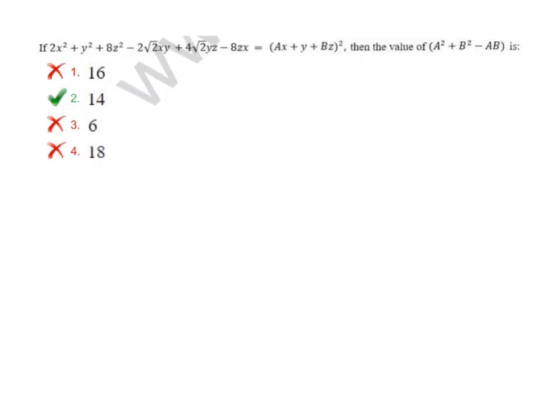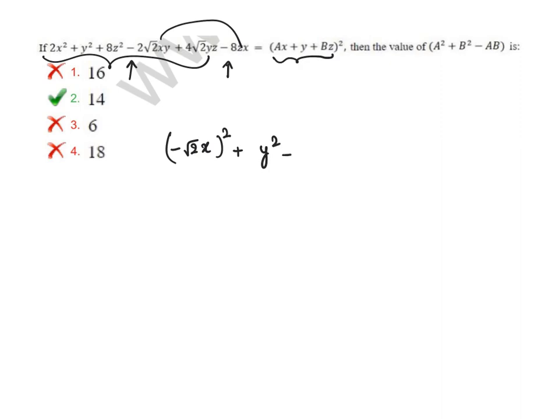If 2x square plus y square plus 8z square minus 2 root 2xy plus 4 root 2yz minus 8zx is equals to, it is in the form of a plus b plus c whole square. So you need to convert left hand side also a plus b plus c whole square. But before that, you take care of the sign. So here you have negative and here you have negative. So in both, what is common? X is common. So put the coefficient of x to negative. So I can say minus root 2x whole square, that is a square, plus y square is y square plus 2 root 2z whole square.